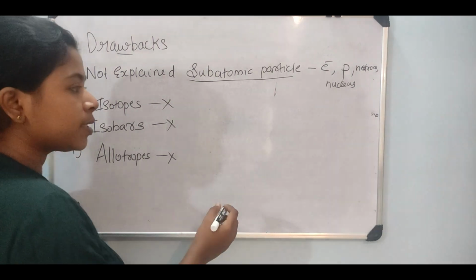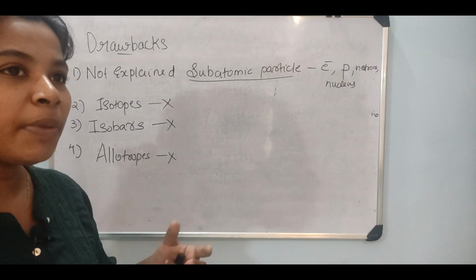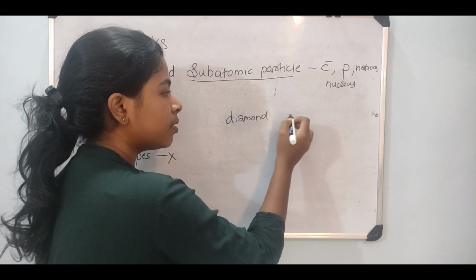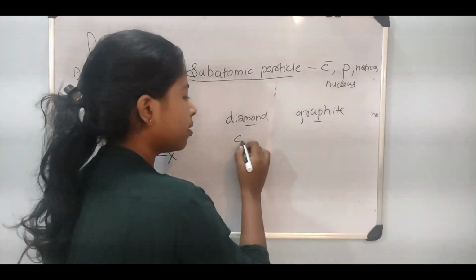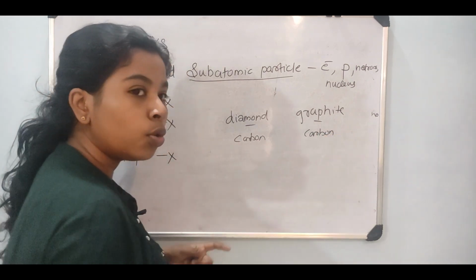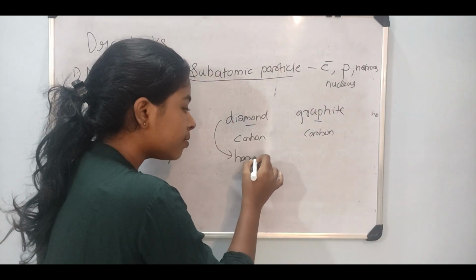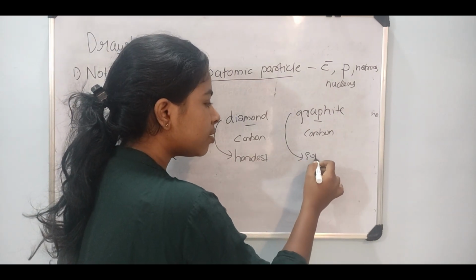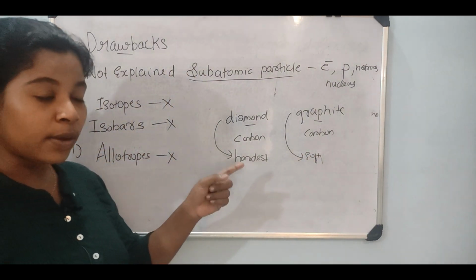What are allotropes? Have you heard about diamond and graphite? They are made up of the same carbon. But are both the same? No, both have different properties. Diamond is the hardest. Graphite is the softest. Graphite is soft. Why? What is the difference here?